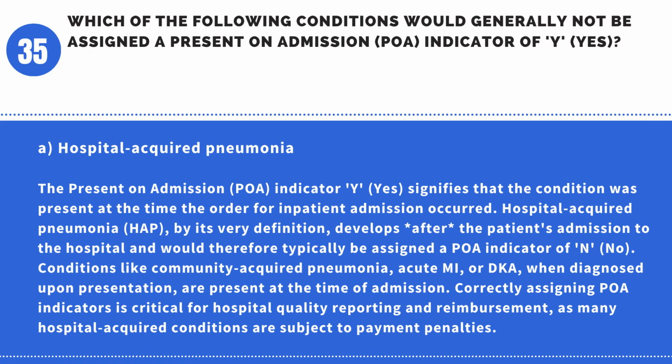Answer: A. Hospital-acquired pneumonia. Explanation: the present on admission, POA, indicator of Y for yes signifies that the condition was present at the time the order for inpatient admission occurred. Hospital-acquired pneumonia, HAP, by its very definition, develops after the patient's admission to the hospital and would therefore typically be assigned a POA indicator of N for no. Conditions like community-acquired pneumonia, acute MI, or DKA, when diagnosed upon presentation, are present at the time of admission. Correctly assigning POA indicators is critical for hospital quality reporting and reimbursement, as many hospital-acquired conditions are subject to payment penalties.